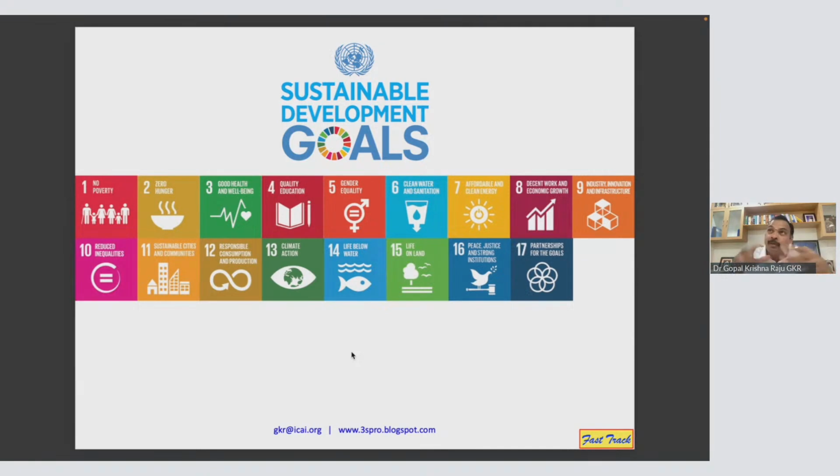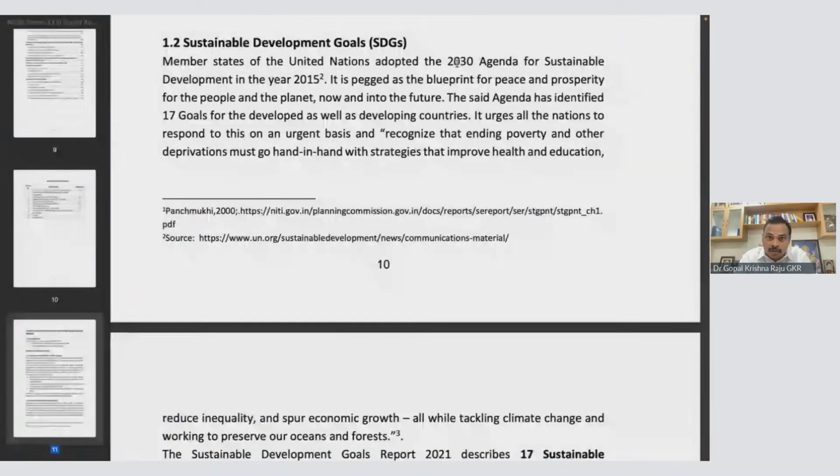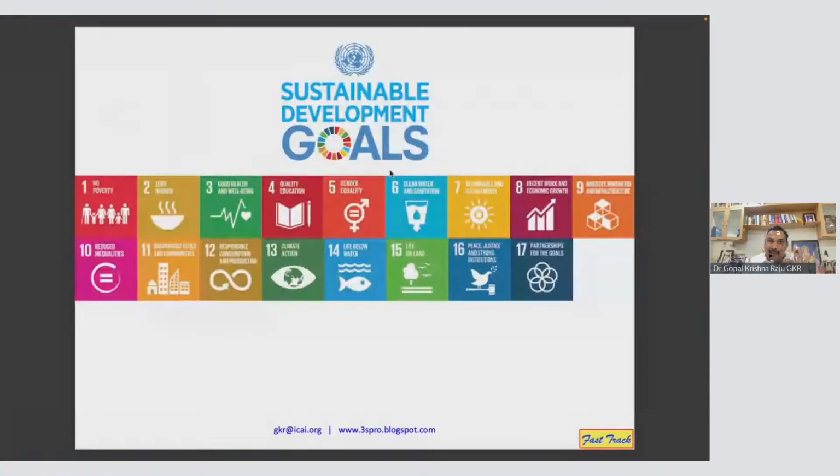So the United Nations have brought a concept called the 2030 Sustainable Development agenda. This was brought in 2015. For the next 15 years, the entire world has to focus on this. 17 goals. Remember, guys, 17 is 8 plus 9. 8 means 2 cube and 9 means 3 square.